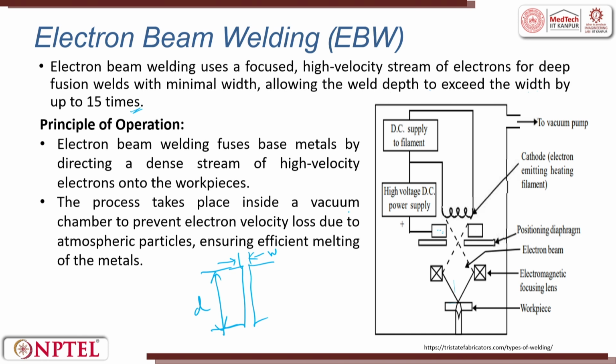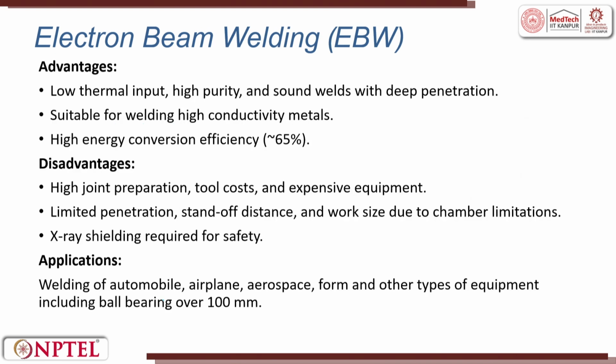The process takes place inside a vacuum because electrons can be deflected by hitting air particles or molecules, and we want to focus the beam. So, the entire operation is done inside a vacuum. You have a DC supply, a filament is there. The filament is excited by a very high current, which in turn emits thermions. There will be filters, so only electrons are extracted and pushed down further. For welding of automobile, aeroplane, aerospace and other types of equipment, including ball bearings over 100 millimeter thick, we use electron beam welding.